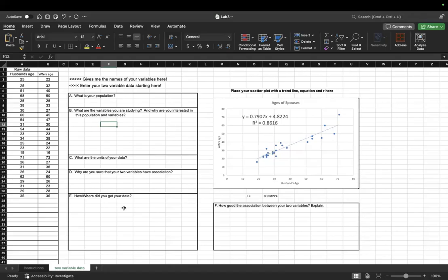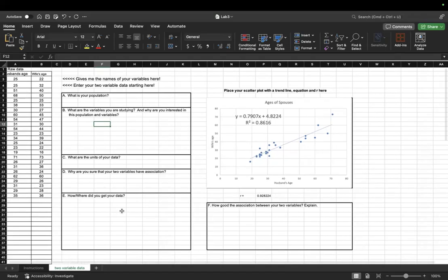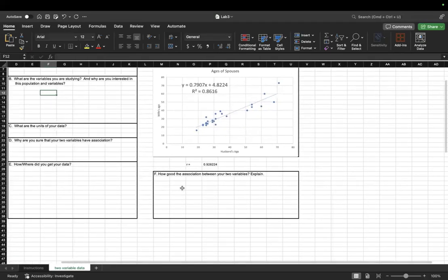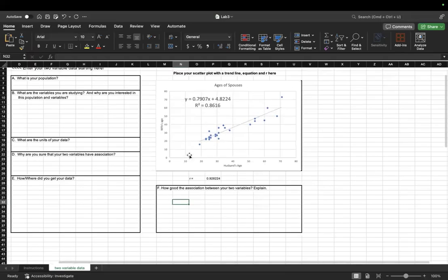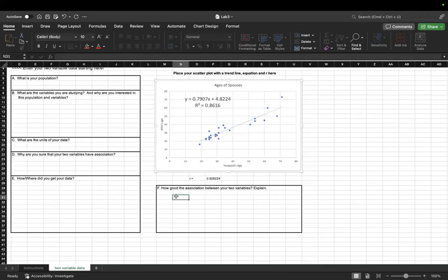How did you get your data? Where'd you get it? All that. Okay. This is the gold right here. This is where the majority of the points on this assignment are: your graph and then this question right here.